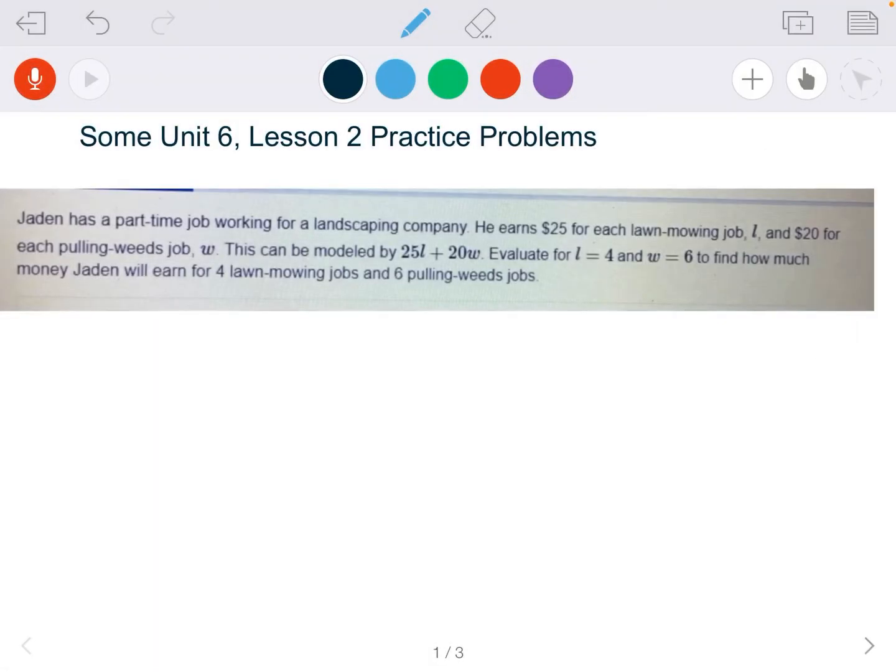Hey, Miss Gideon here. I want to do a couple of these practice problems with you from Unit 6, Lesson 2. So I'm going to read the problem and then we're going to go through it, and I'm going to show you how to complete it.